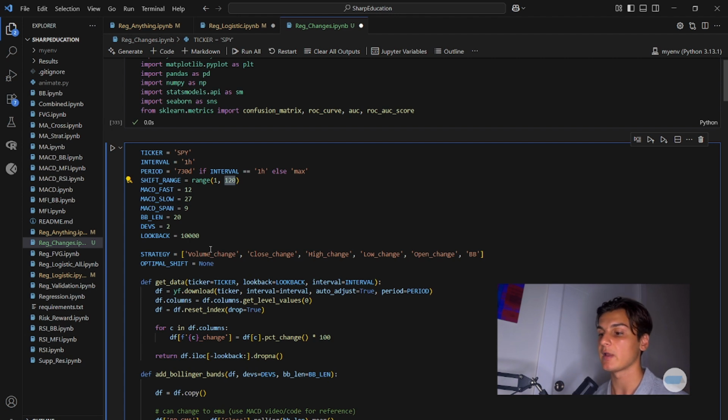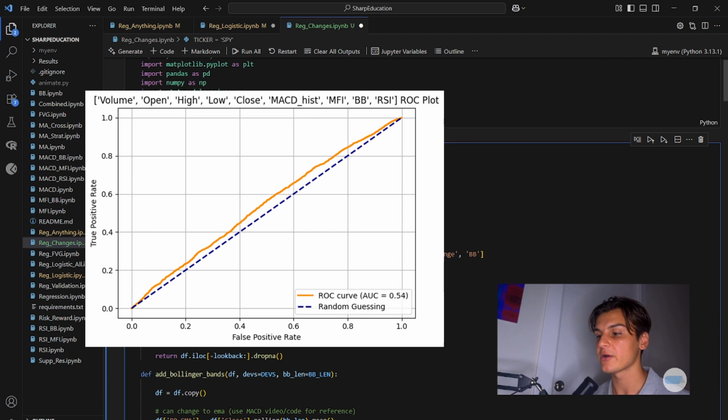So what this could allow us to do is if we were looking at minutely data, if we set this to be 1 minute, and we test every single regression output on the volume change, close change, high change, low change, and even Bollinger Bands through 120 different shifted periods, what we should do is assess which area under the curve is optimal. And you remember the area under the curve is this chart we have here.